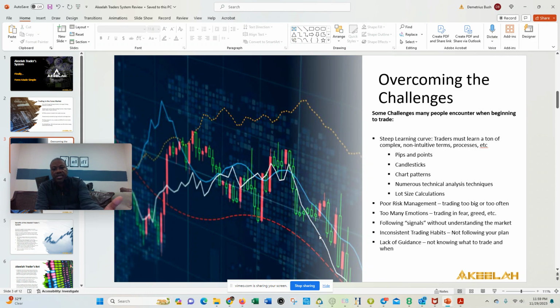There's a steep learning curve about pips and points and candlesticks and all these different technical analysis tools, calculating the right lot size and when to use it, and following somebody else's signal or somebody else's trading strategy. It's pretty much just not working out for most people.